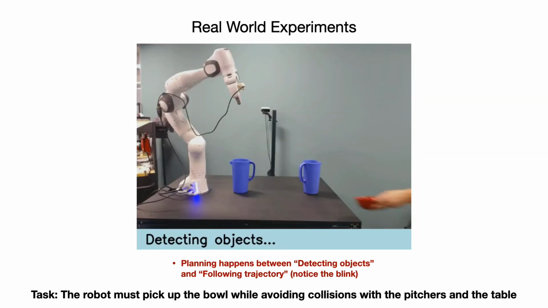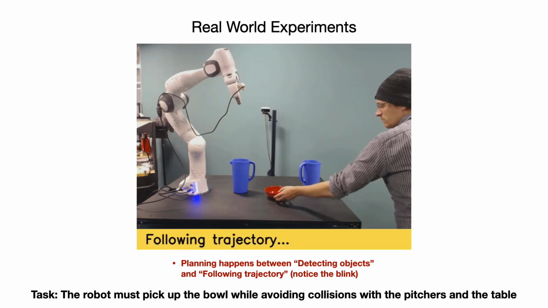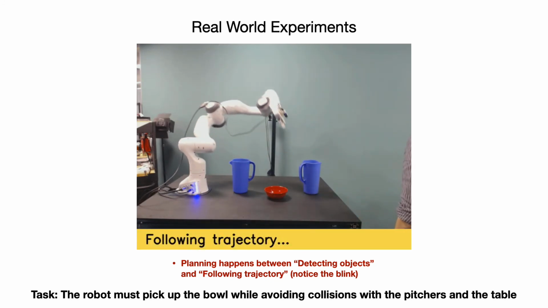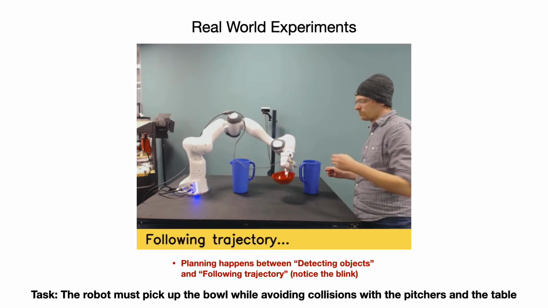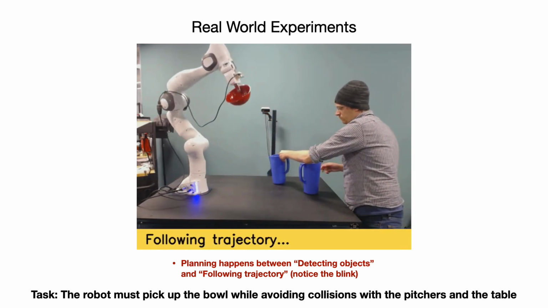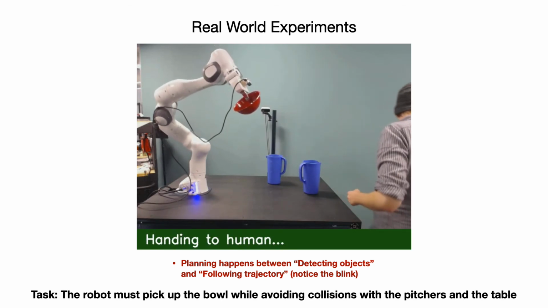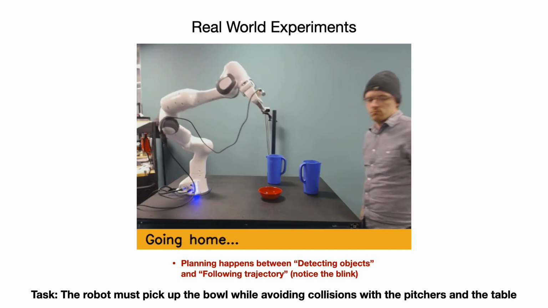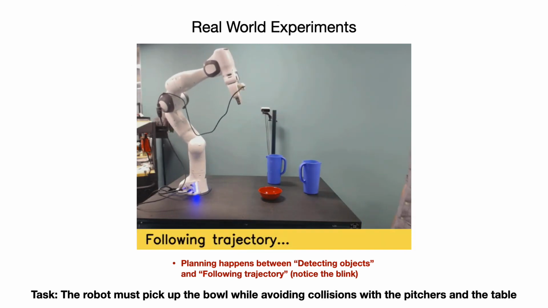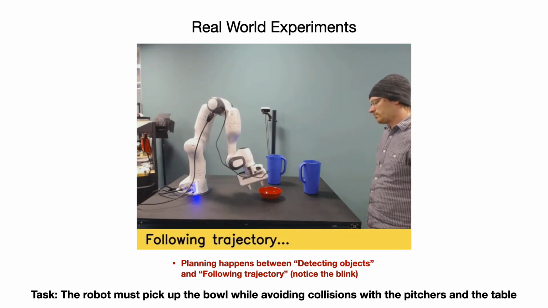We also experimented on the real robot with onboard perception. The captions in the video show the current state of the system. The planning happens in between object detection and following trajectory. Note that the planning time is hardly noticeable and is yet mostly consumed in path post processing.